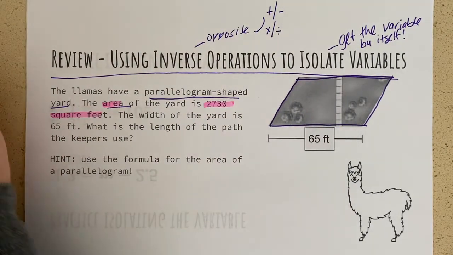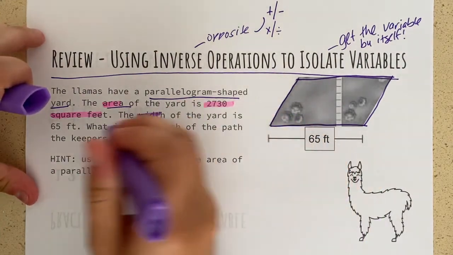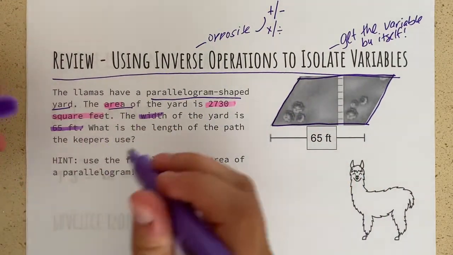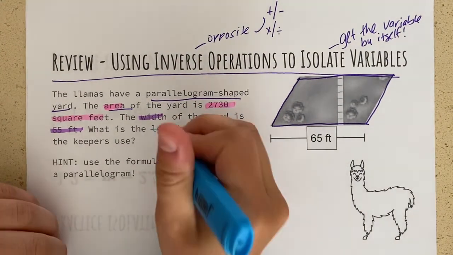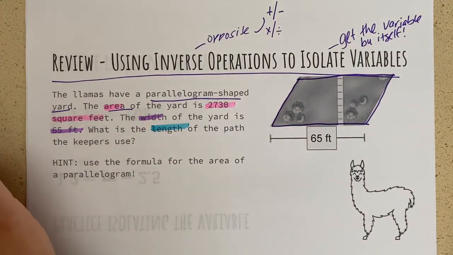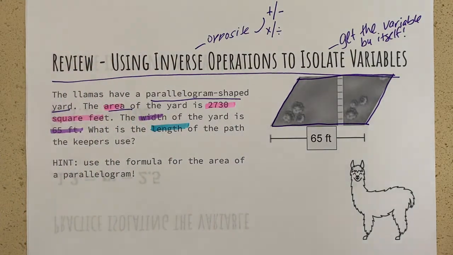The width of the yard is 65 feet, okay? Width of the yard is 65 feet. What is the length of the path the keepers use? Okay, hint, use the formula of the area of a parallelogram.